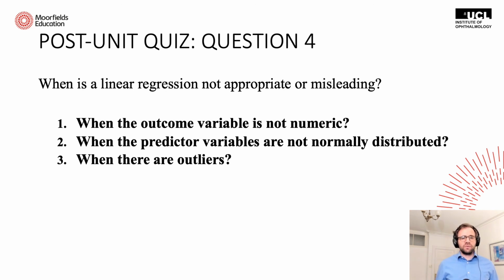Post-unit quiz question 4. What is linear regression? When is linear regression not appropriate or misleading? Is it 1, when the outcome variable is not numeric? 2, when the predictive variables are not normally distributed? 3, when there are outliers.